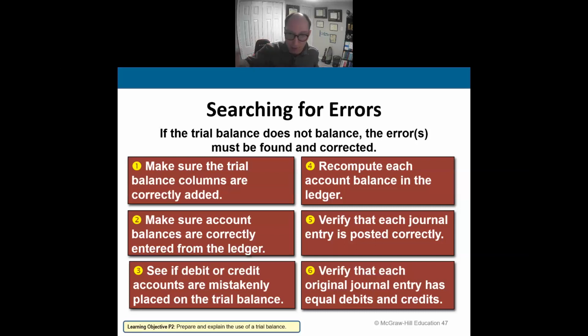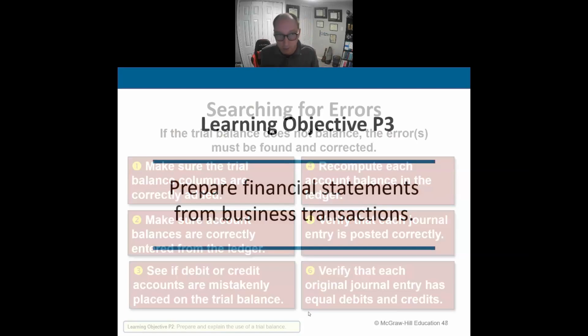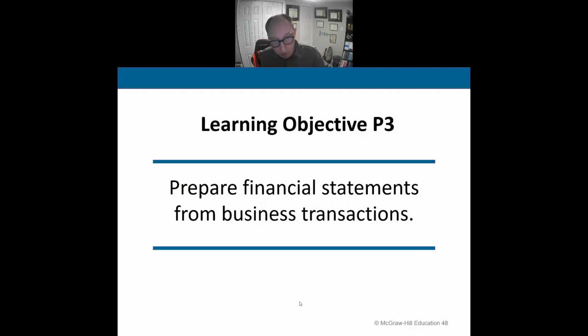We recompute the accounts to check for any errors. Verify that the entries are posted correctly. Verify that the original entries have debits equal to credits. That's the process of looking for any errors. If your debits don't equal credits, there's an error. If your assets don't equal liabilities plus equity, there's an error. And so we go through the process of looking for that error.